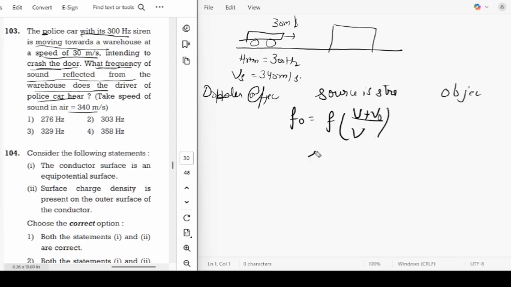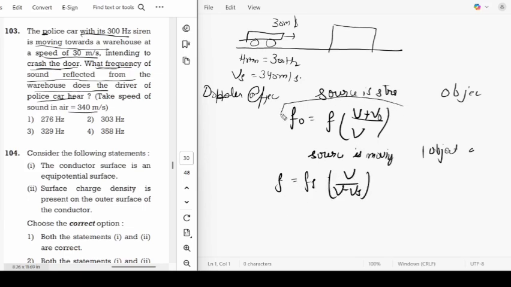Next is when the source is moving and the object is at rest. So f is equal to f s times v divided by (v minus v s). We apply both of these formulas here.